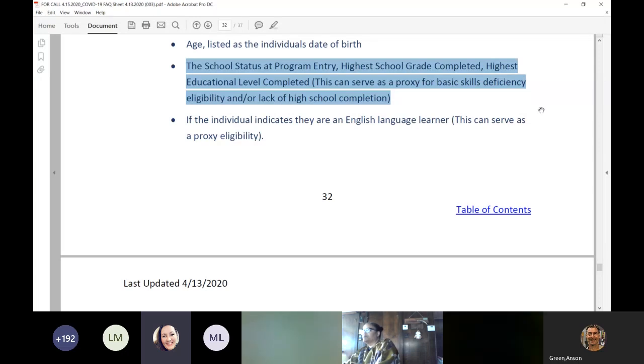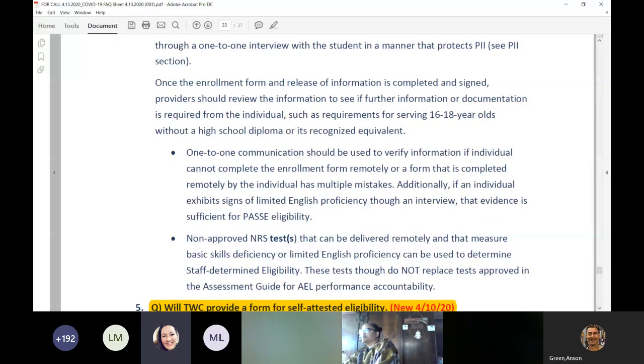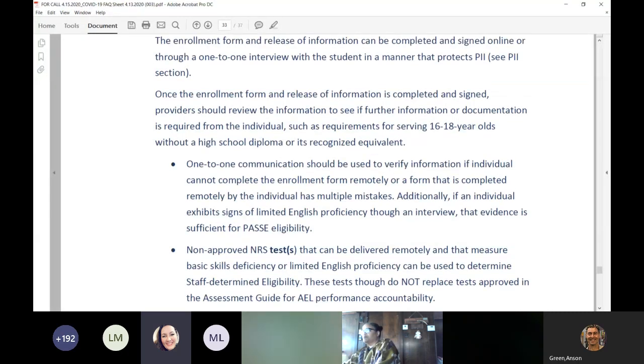Anson, if you'll scroll down, there's a couple of other points in here that we go into a little bit more detail. So I just wanted to point that out. I'm not going to read it to you, but if you have some questions about, well, what do you really mean by one-to-one communication? How can we utilize that? We did go ahead and put some of that information in the FAQ, trying to be as preemptive as we could to answer your questions. So be sure to read over that section as you're working on your processes locally. Continue to scroll there, Anson.